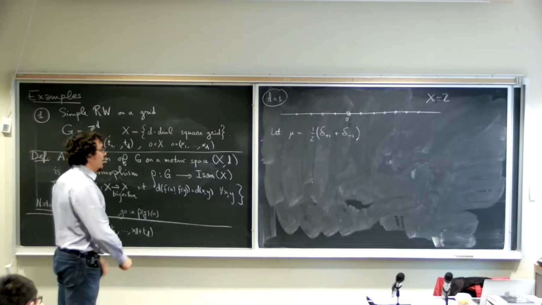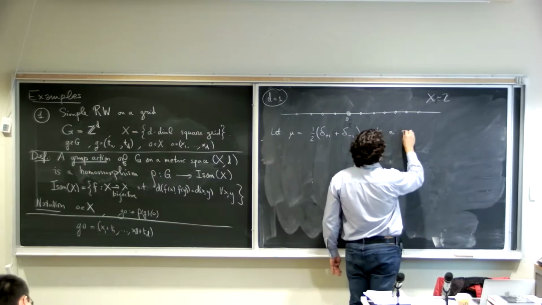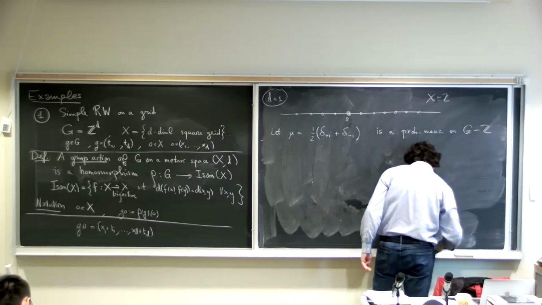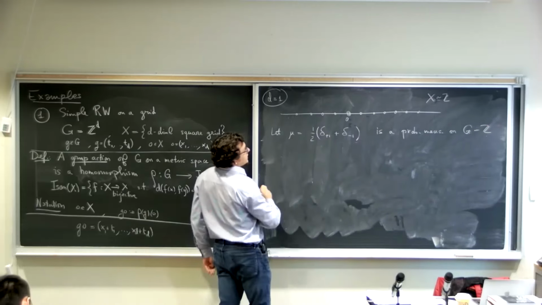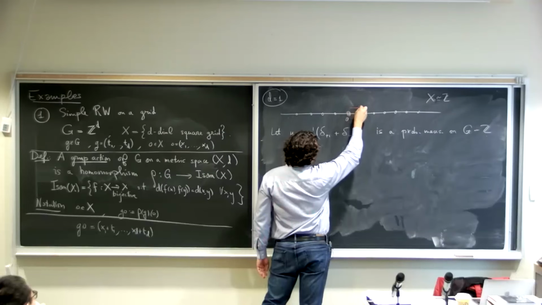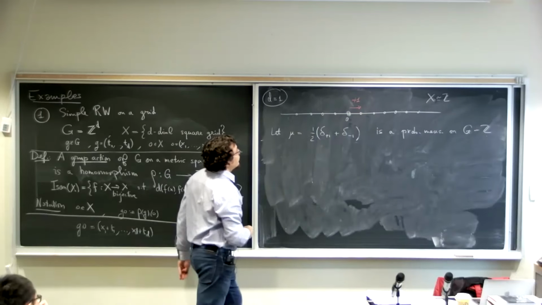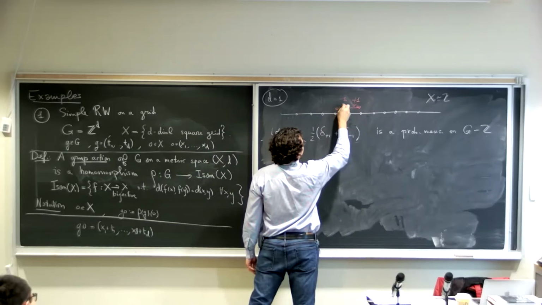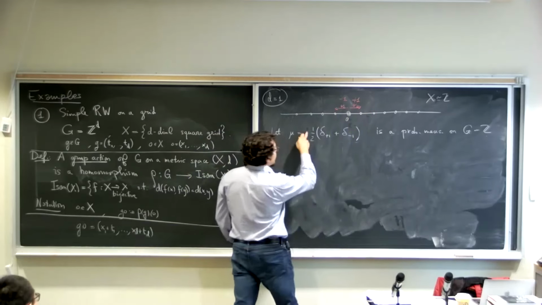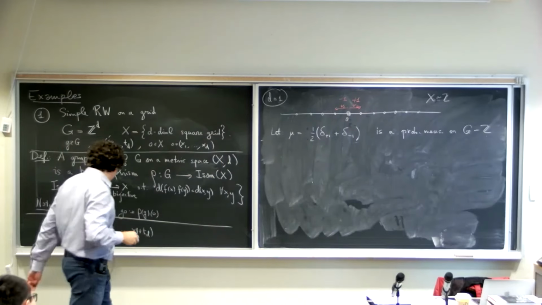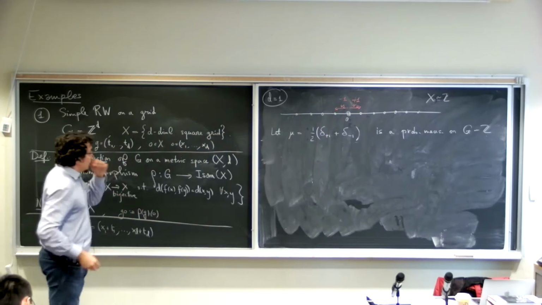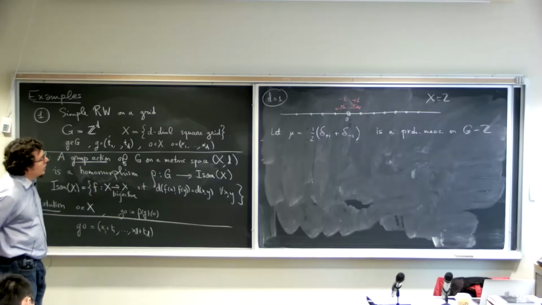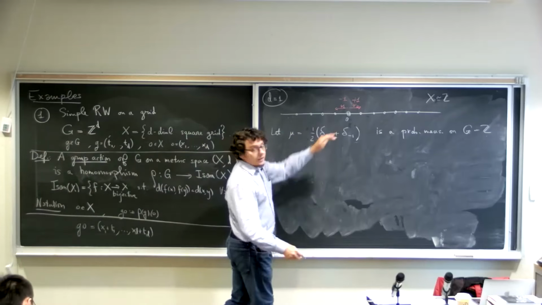So what does this mean? So this is a probability measure on G, and G is Z for us. And so what does this mean? It means that the step of the walk is you go to the right with probability one half, and you go to minus one with probability one half. So that's where this one half comes from. And so in this case, you can define the classical random walk by saying that it is the random walk on Z generated by this measure.